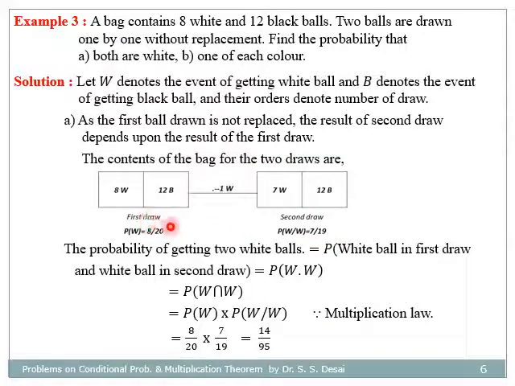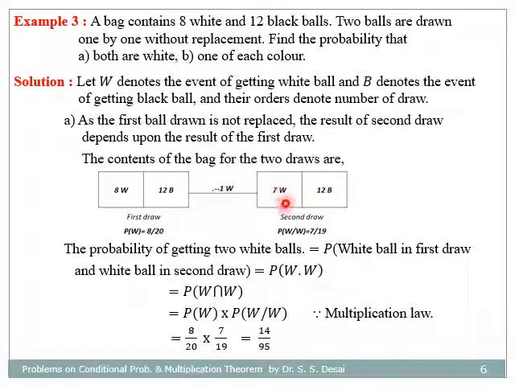For the first draw, there are 8 white and 12 black balls. In all, there are 8 plus 12, that is 20 balls. Out of 20, 8 are white, and therefore the probability of getting a white ball from this situation is 8 divided by 20.